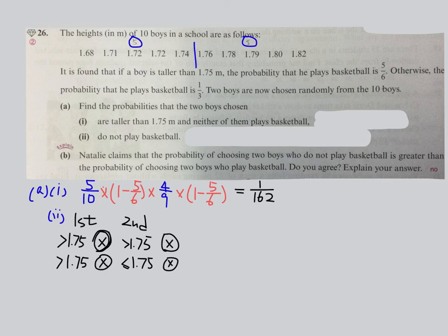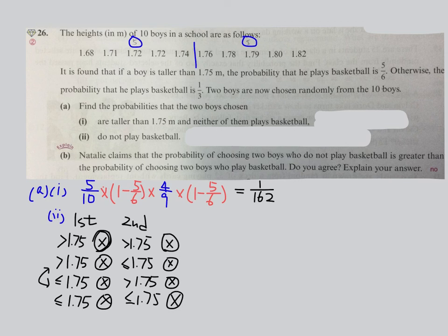Because not playing basketball depends on the height, we need to break into these cases. And then this case needs to times 2 because I can switch their order. Lastly, both are shorter than or equal to. And then in the end, just plug in the numbers carefully.